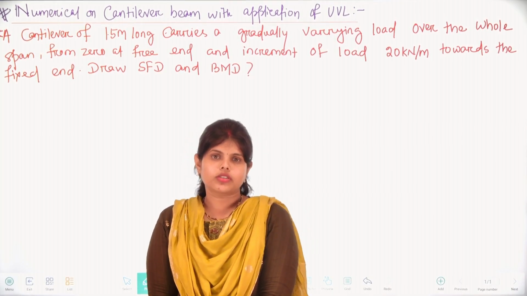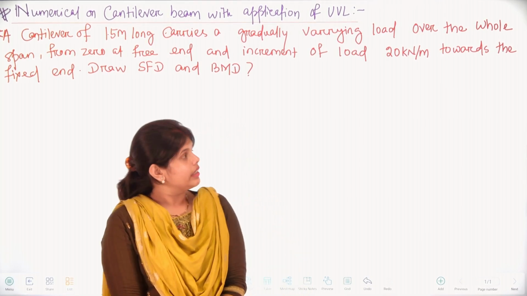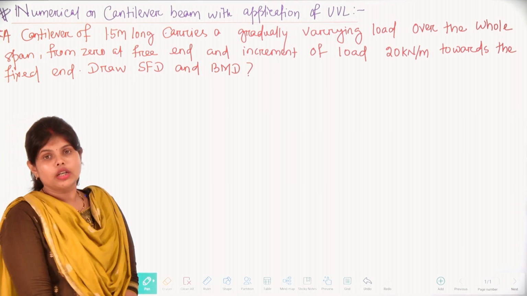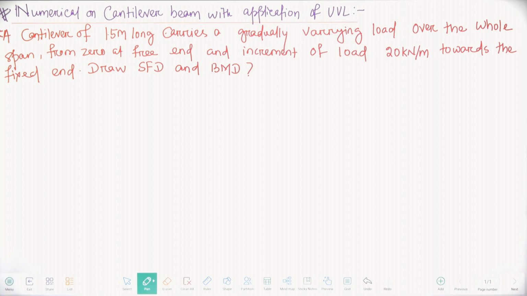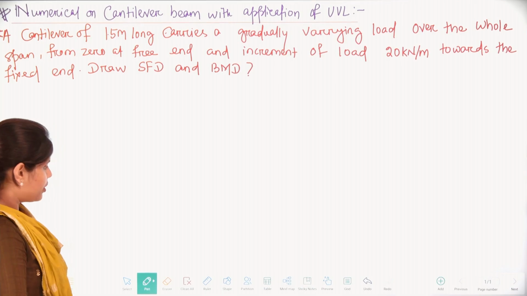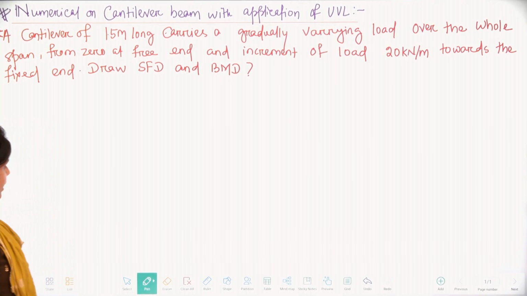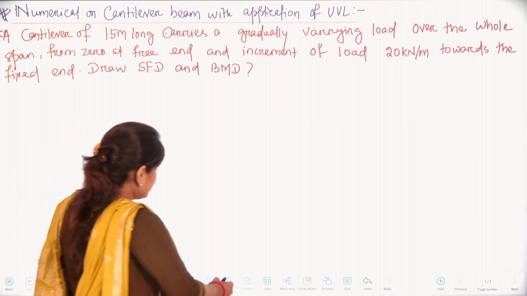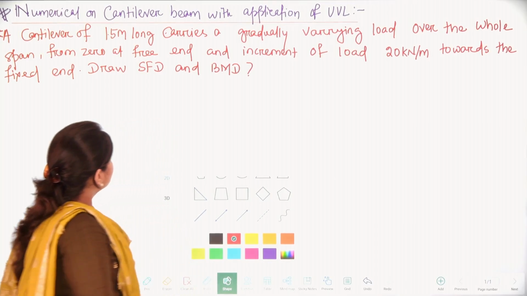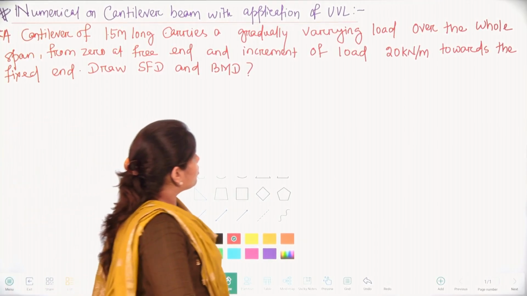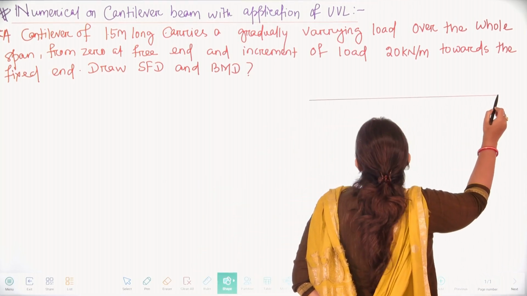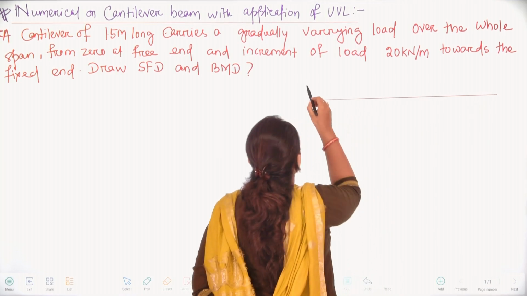Here we will solve one numerical on a cantilever beam with the application of a uniformly varying load. The question says the cantilever beam is 1.5 meter in length. Let's draw the diagram so we can understand the numerical. First we have the beam length, that is 1.5 meter.